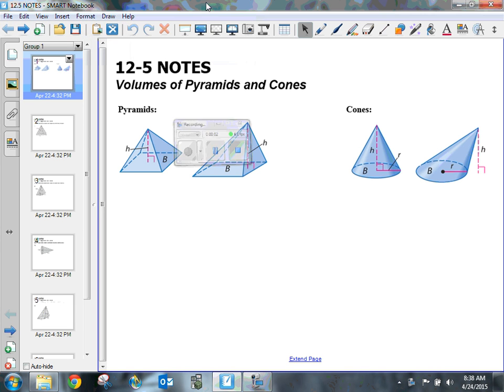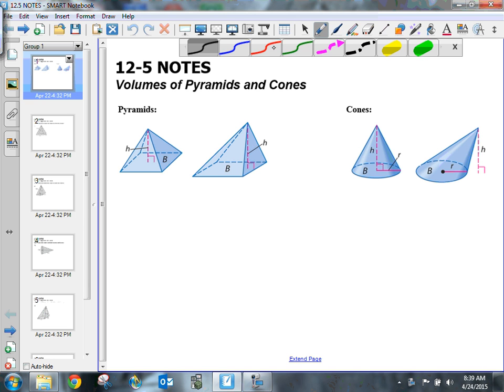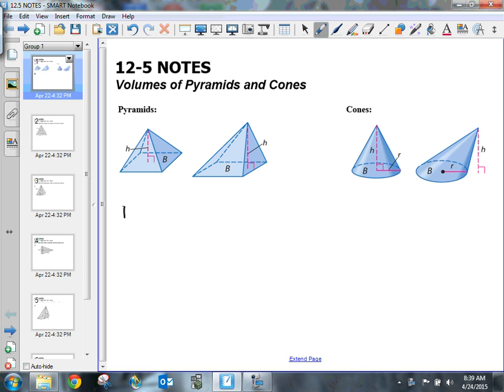Okay, the following is a video over 12.5 notes, and this is the volume of pyramids and cones. We do want to talk about the formulas for these first off. The formula for the volume of a pyramid works for a regular pyramid or an oblique pyramid. This is an oblique, and that just means that the height is not in the center, the height's kind of out to the side a little bit.